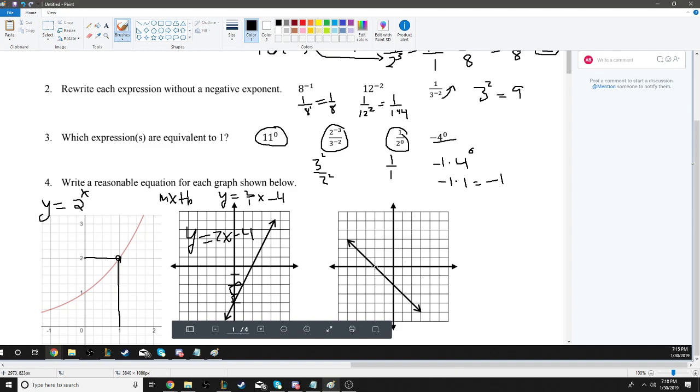For this one, again, slope, this is down 1 over 1. So y equals down 1 over 1. Since you're going down, it's negative. It crosses the y-axis at negative 2, so you put minus 2. So y equals negative x minus 2.